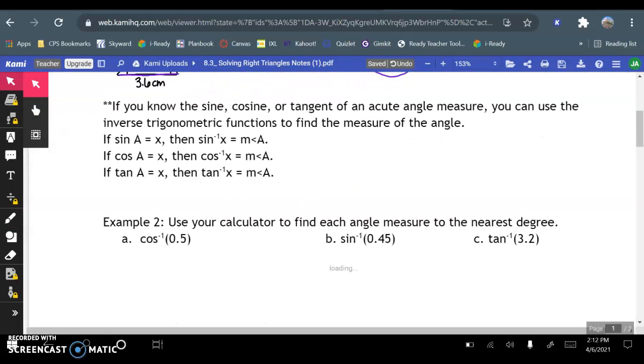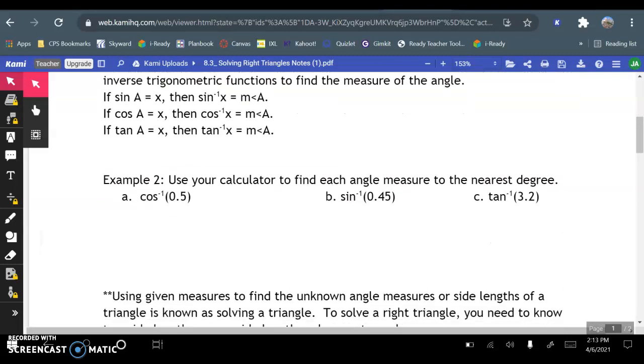Now, if you know the sine, cosine, or tangent of an acute angle measure, you can use the inverse trigonometric functions to find the measure of the angle. If we know the sine of angle A is x, then we take the inverse sine of x, and that will give us the measure of the angle. And if we know that the cosine of angle A is x, if we take the inverse cosine of x, we will get the angle measure. So if we know the sine, cosine, or tangent, if we take the inverse of that number, it will give us the measure of the angle.